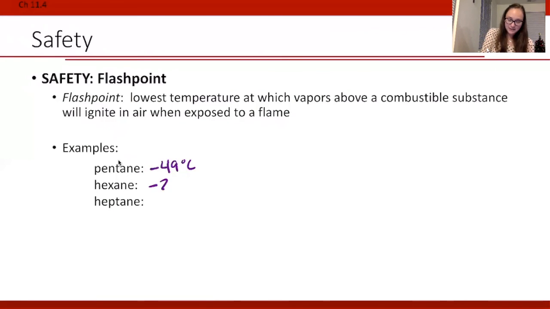Hexane's flash point is negative 22 degrees Celsius, and heptane's flash point is negative 4 degrees Celsius. So all of these alkanes here, if you have any kind of flame, they're going to ignite.